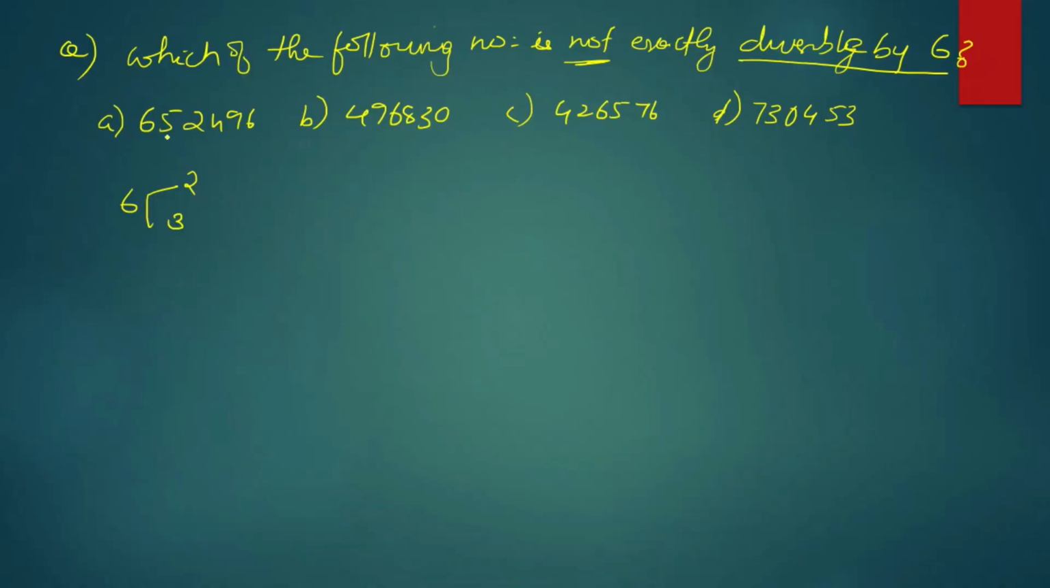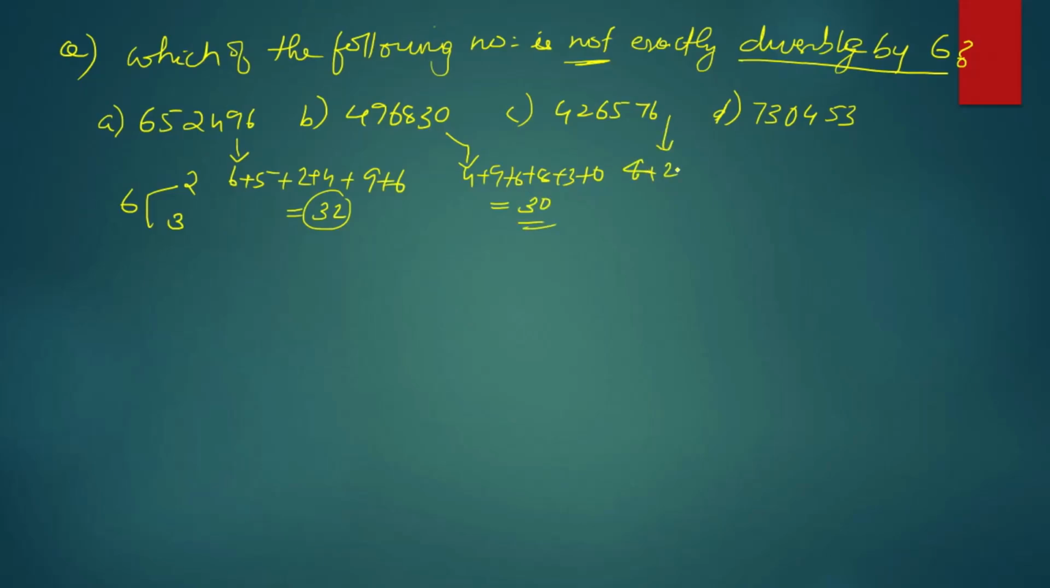Okay, so in order to check the divisibility of 2 and 3, you have to add these individual digits: 6 plus 5 plus 2 plus 4 plus 9 plus 6. Here you will get 32. Here 4 plus 9 plus 6 plus 8 plus 3 plus 0, so you get 30. Here also 4 plus 2 plus 6 plus 5 plus 7 plus 6, you get 30. Here also 7 plus 3 plus 0 plus 4 plus 5 plus 3, you get 30. Okay. So here all you get 30, and in this option you get 32.